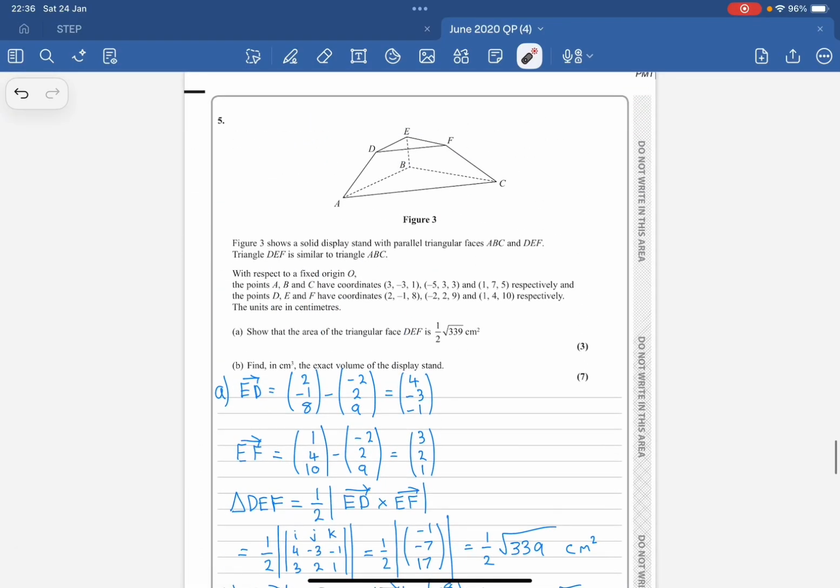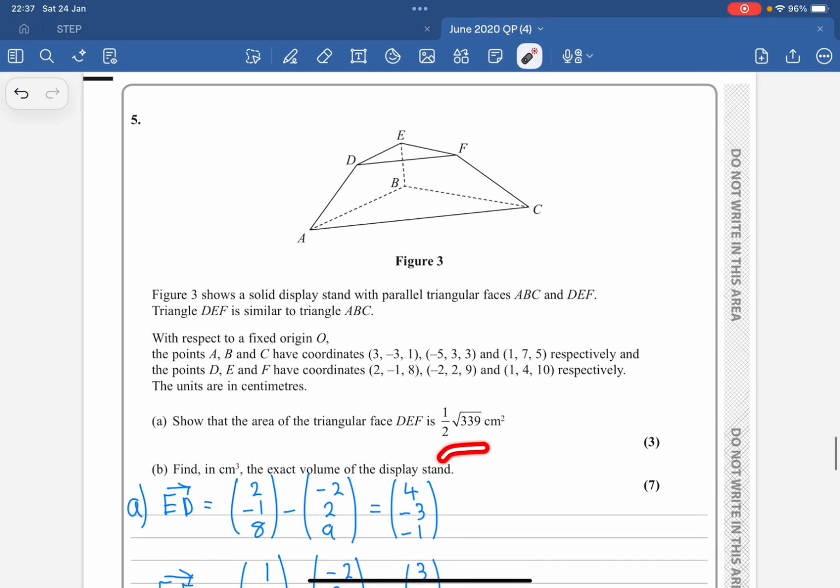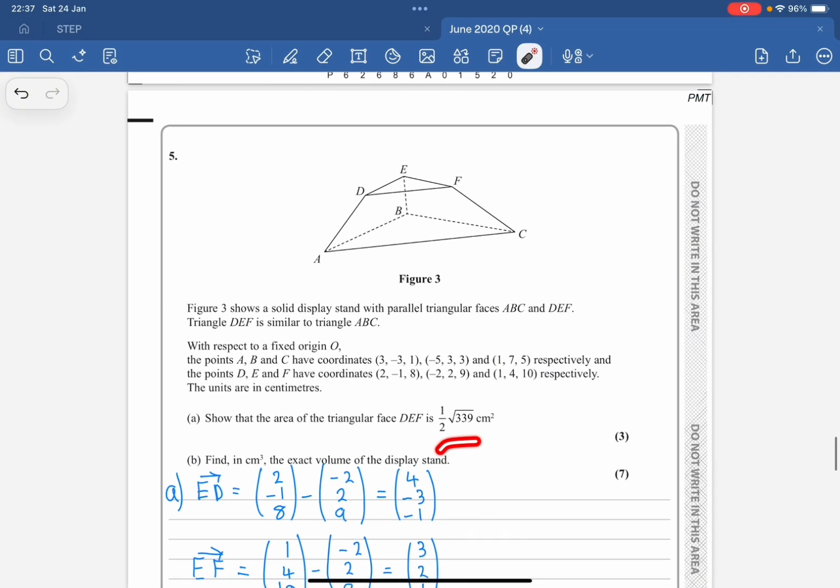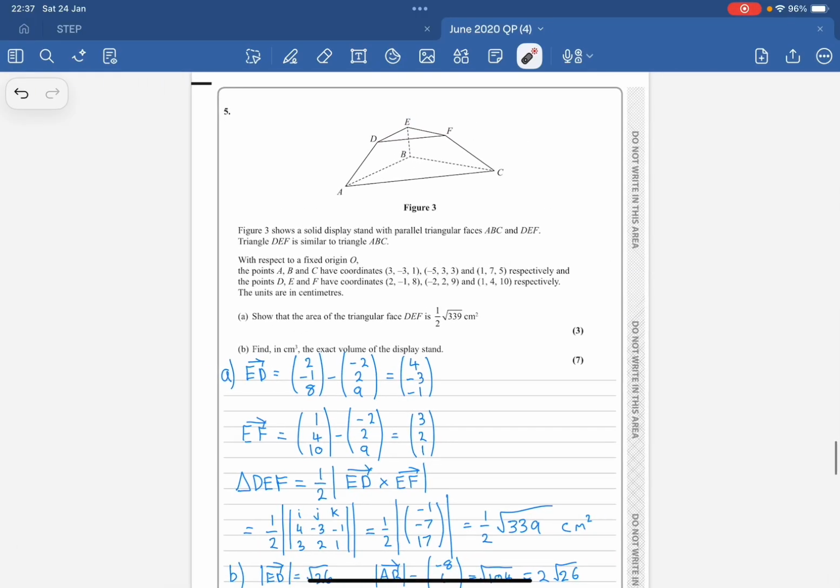This one was also quite hard though, to be fair. So A asks us to find the area of the triangular face DEF, or show it is this. Pretty nice. So all we have to do is work out two vectors on this face, facing into each other but away from each other, so ED and EF. Find them very easily, just like year one stuff, minusing them from each other. We get both of these.